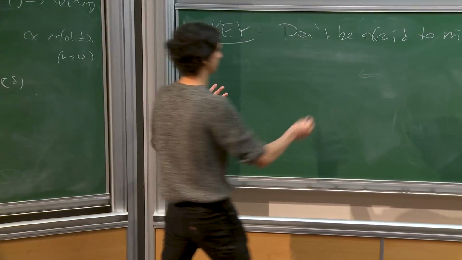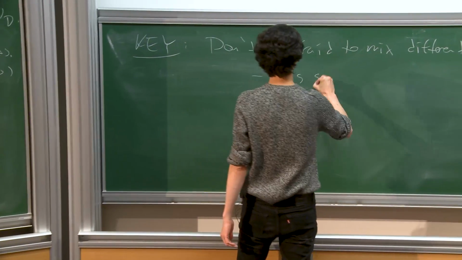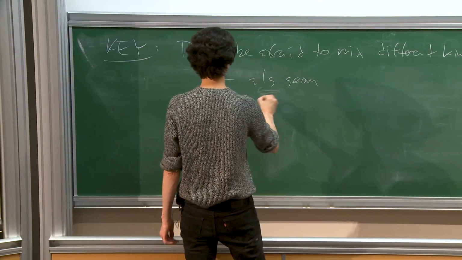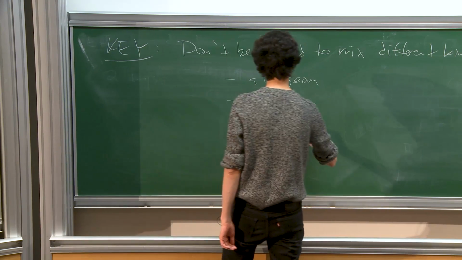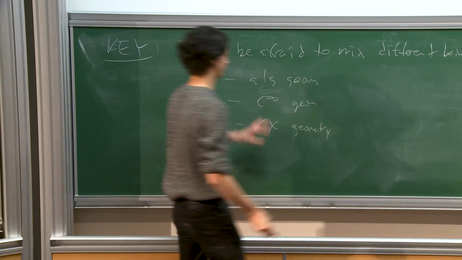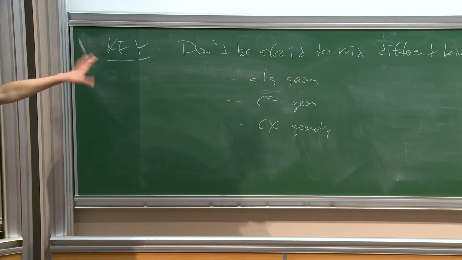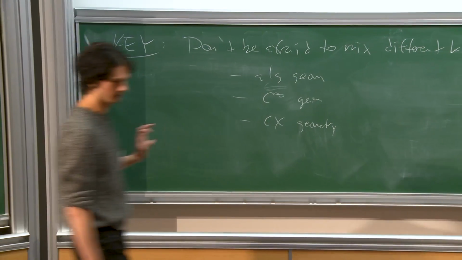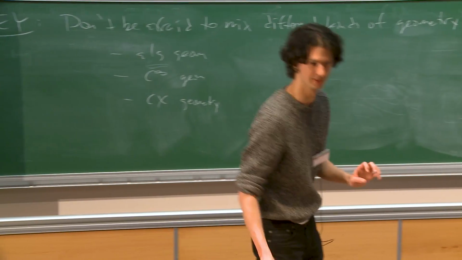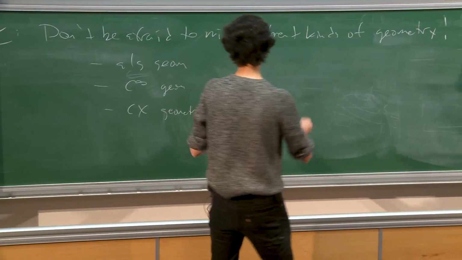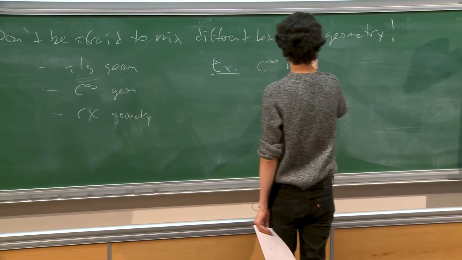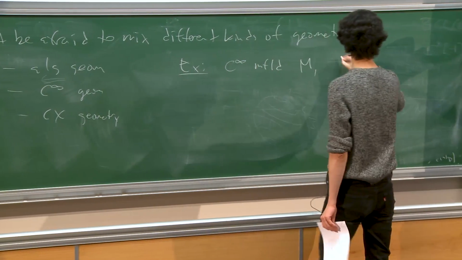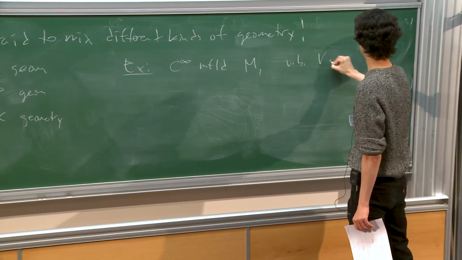Yeah, you shouldn't be afraid to mix algebraic geometry, C infinity geometry, and complex geometry, and build things that have hybrid features. So what do I mean by that? Let me just give you a simple example so you see I'm not just talking some nonsense. So for example, let's say you have a C infinity manifold M, and then you have a vector bundle, no connection, V on M.